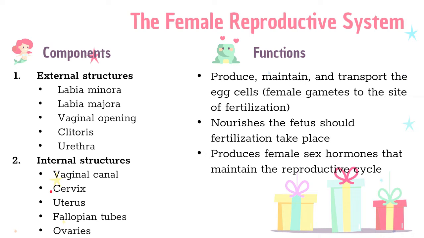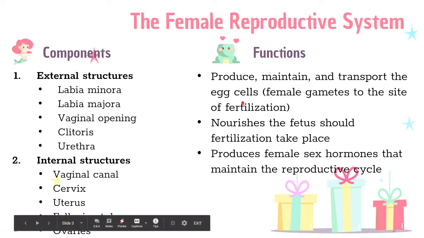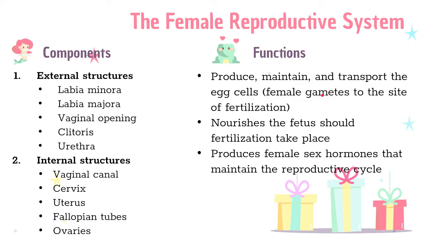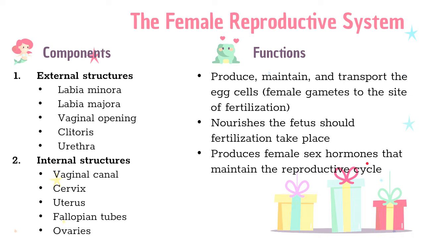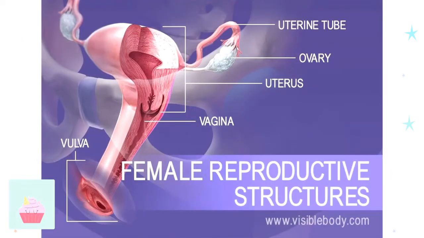The female reproductive system functions to produce, maintain, and transport the egg cells, which would be the counterpart of sperm cells. Egg cells are the female gametes, or female sex cells, to the site of fertilization, and that will be the fallopian tubes. It also nourishes the fetus should fertilization take place and produces female sex hormones that maintain the reproductive cycle of the female body. So these are some of the structures of the female reproductive system.